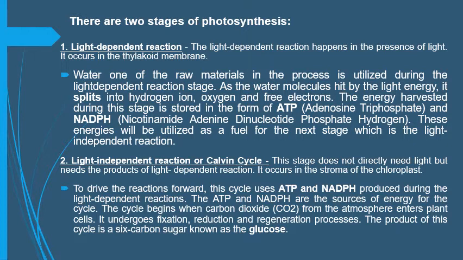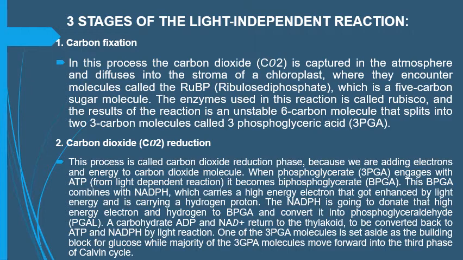The cycle begins when carbon dioxide from the atmosphere enters plant cells. It undergoes fixation, reduction, and regeneration processes. The product of this cycle is a 6-carbon sugar known as glucose. Carbon fixation. In this process, the carbon dioxide is captured from the atmosphere and diffuses into the stroma of a chloroplast, where it encounters molecules called RuBP, which is a 5-carbon sugar molecule. The enzyme used in this reaction is called rubisco, and the result of the reaction is an unstable 6-carbon molecule that splits into two 3-carbon molecules called 3-phosphoglyceric acid.